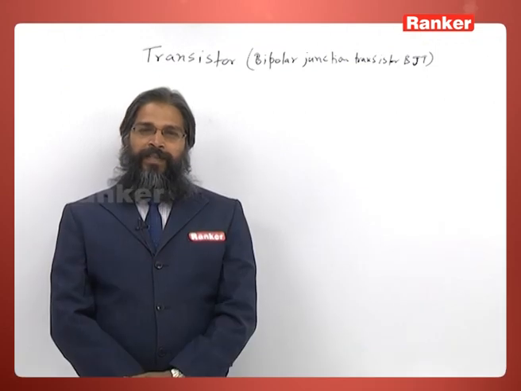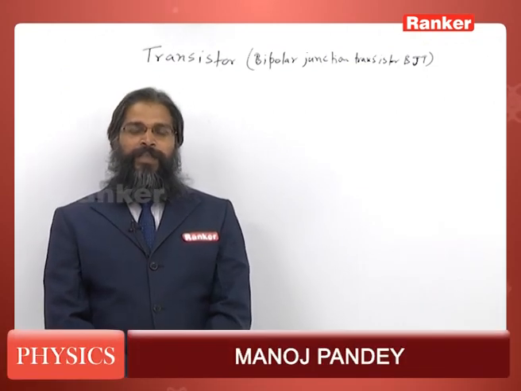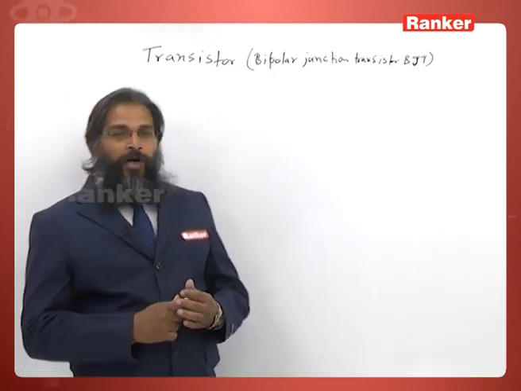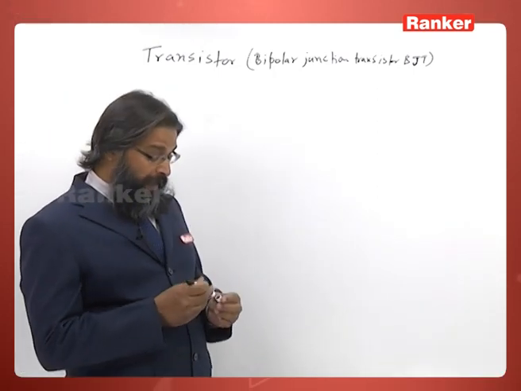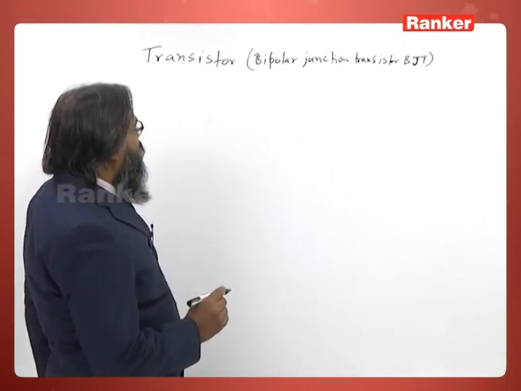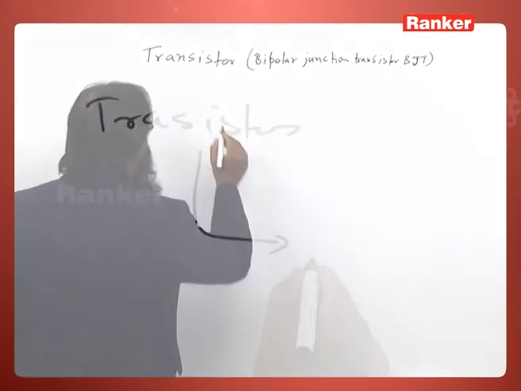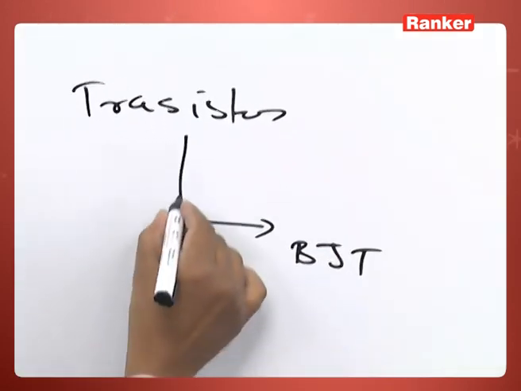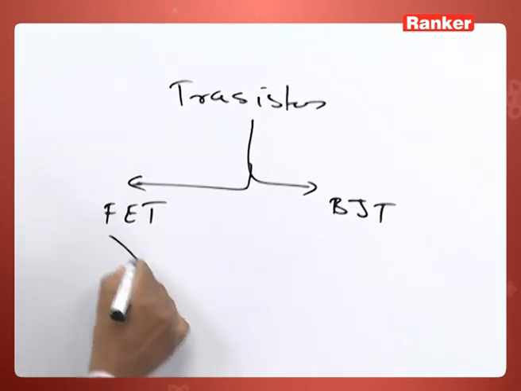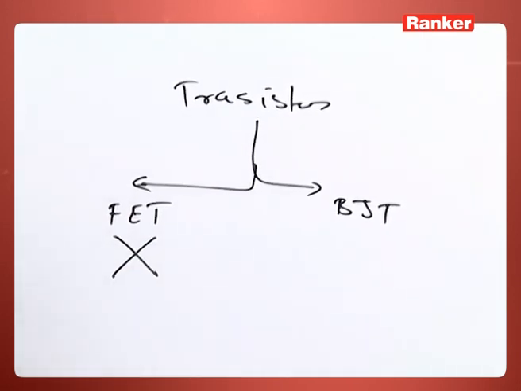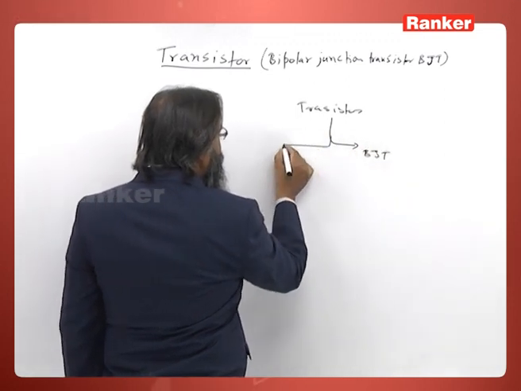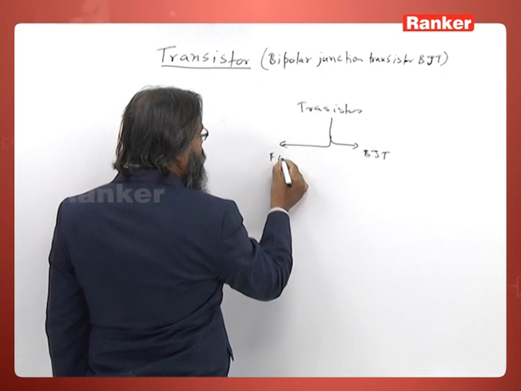So, today in this session we are going to learn about transistors. They are the basic building block, like the PN junction, in electronics and communication. Transistors are of two types: one is BJT and the other is FET.